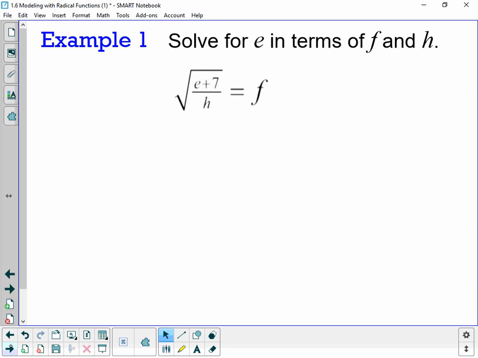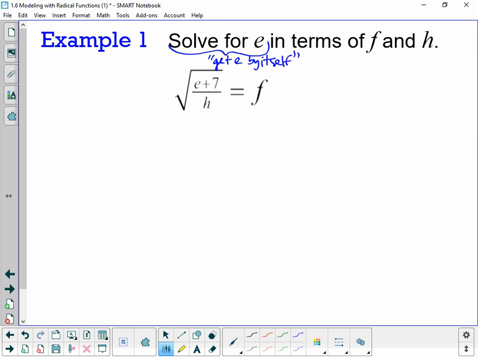So this first one, we have this little radical equation, and it says solve for E in terms of f and h. So when it says something like solve for E with a multivariable equation like this, it's asking us to get E by itself. So we're just going to try to get it so that the E is on one side of the equation, and then when it says in terms of f and h, that means that the thing that E is going to equal is going to have the variable f and the variable h in it.